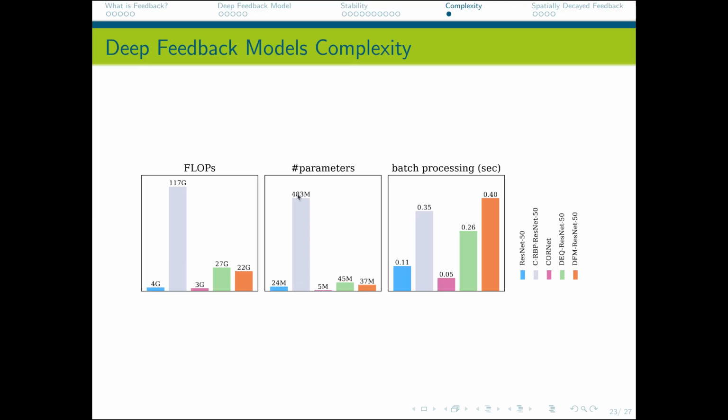The CRBP has a lot more. This is because I made a tweak to what they proposed. What they proposed was meant to be a shallow model, and since I put the ResNet 50 first and then their model, of course the complexity is going to explode. In terms of batch processing, which means the mean time of the forward and the backward pass, we have the highest value, but it's not that much bigger than the CRBP, and of course for 5 iterations it is only 5 times more than the feed-forward model.